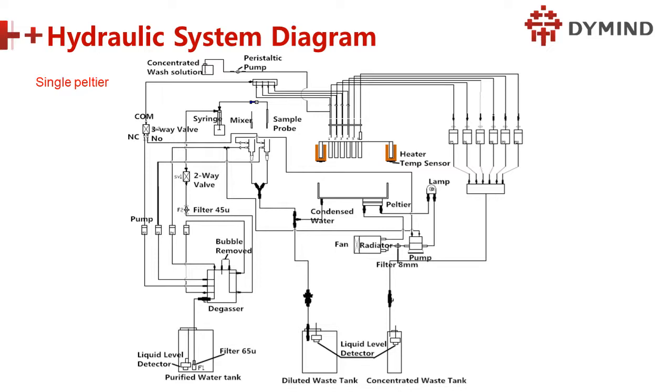This side is normal close, and this side is normal open. If there's no voltage, it's open. So if the machine is off, you can see the water will automatically go back to this waste tank, right? So at the wash station, the water will automatically go down to here, and we have two wells for cleaning, right? One is for cleaning the probe, one is for cleaning the mixer.